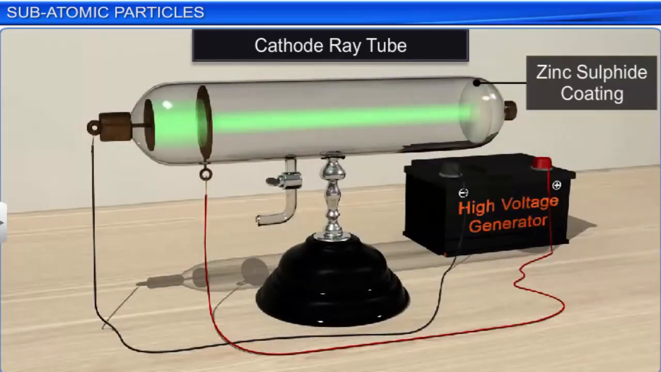This time, he noticed a bright spot on the coating behind the anode, which confirmed two things. 1. The current consisted of invisible ray of particles, some of which could pass through the perforated anode. 2. These rays were emitted out of cathode and moved towards the anode. These rays were named cathode rays.